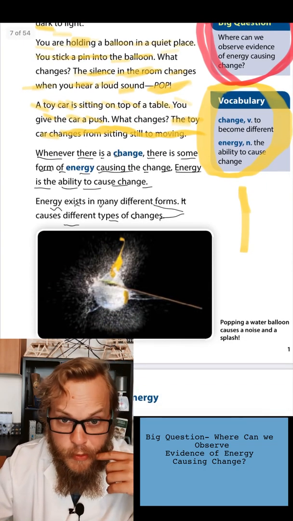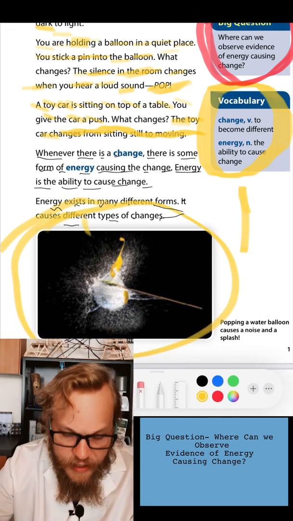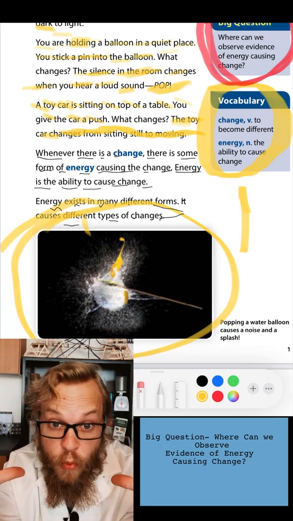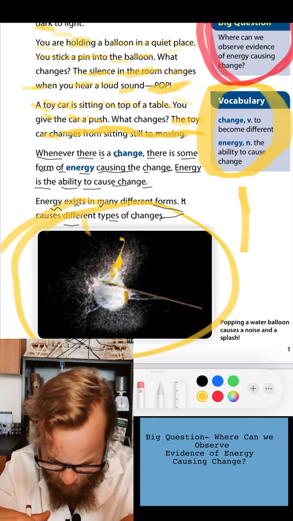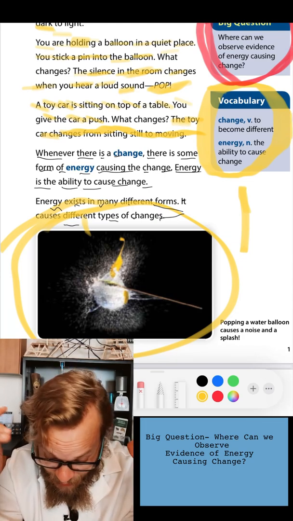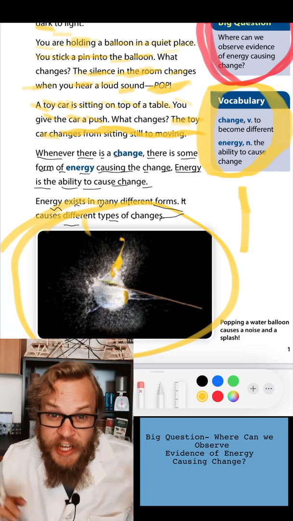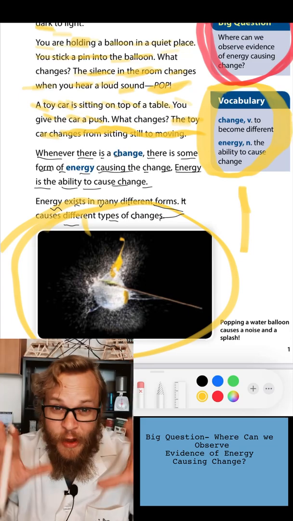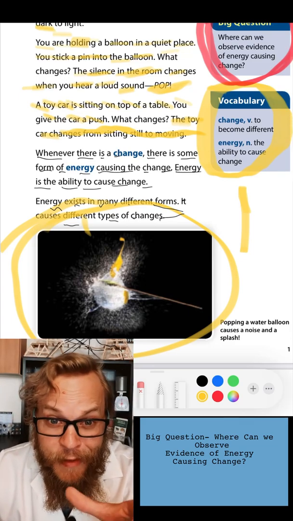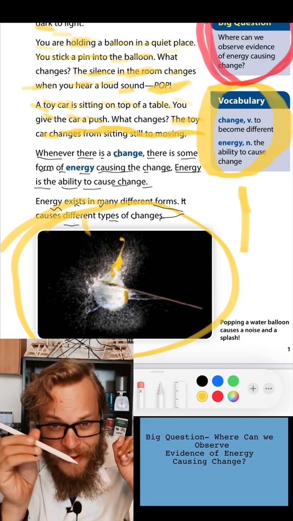Okay. So here in this picture right here, we have a water balloon. A balloon, instead of filling it up with air, was filled up with water. And that water balloon was popped. And then this is a slow motion picture of all those water droplets changing where they are. They move in all different spaces, okay? So that's a form of change caused by the energy of the pinprick.